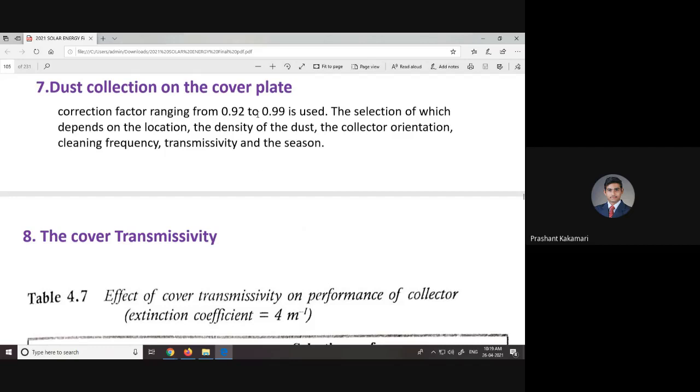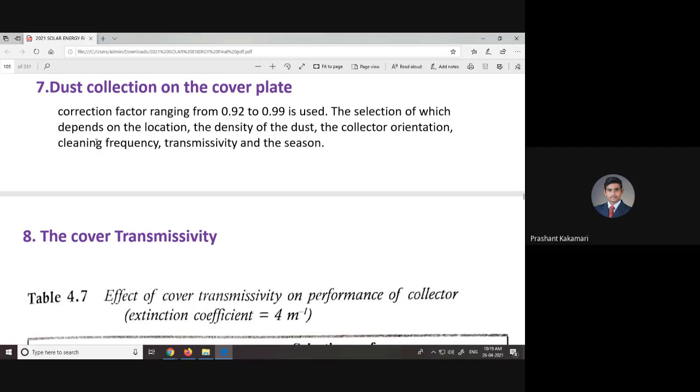Why? Because the collector efficiency may be 80% or 50%, whatever, but because of dust collection over a period, the performance of the flat plate collector will reduce. So on average, you can keep 1 or 2% losses already present in the flat plate collector due to dust. Then you can go on calculating the different things.